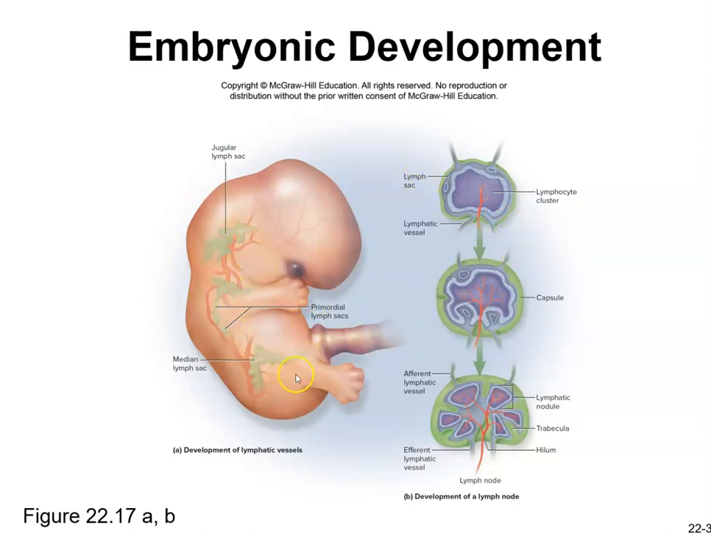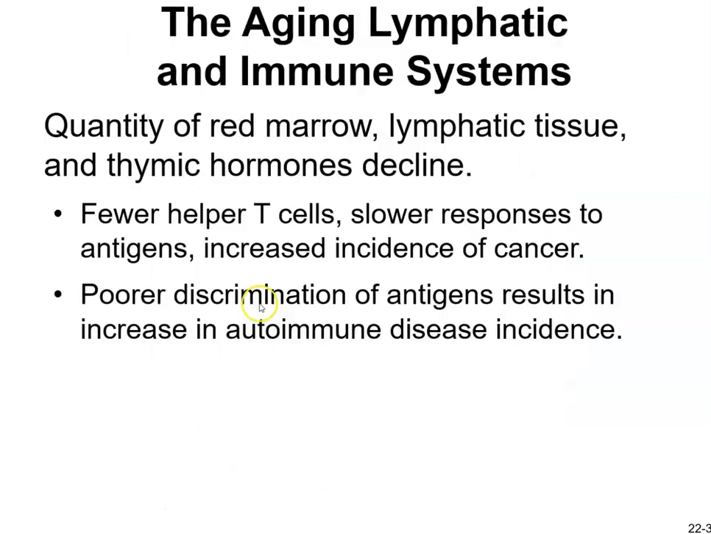Embryonic development, oh, look at even a little baby. You get these lymphatic systems and nodes developing very early. Fight that infection early on. With aging, unfortunately, the quantity of red marrow, lymphatic tissue, and thyroid hormones definitely decline with age. You have fewer helper T cells, slower responses to antigens, and of course, increased incidence of cancer. So the older you get, your T cells go down, and your chance of cancer goes higher.